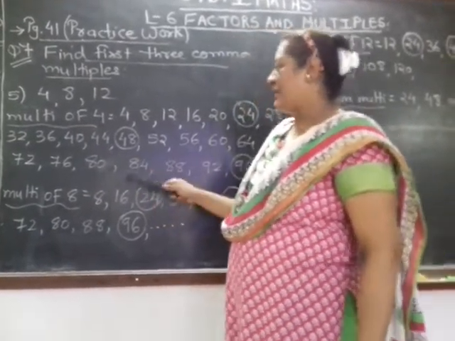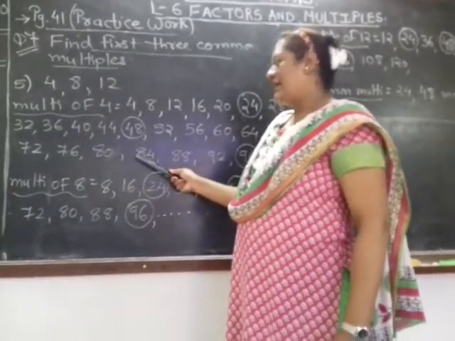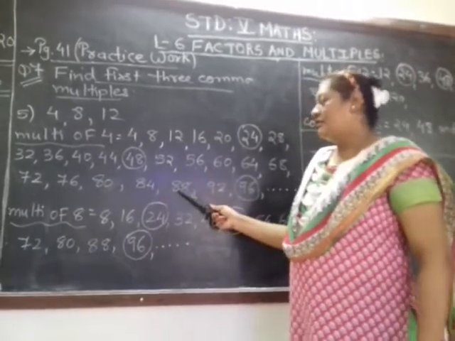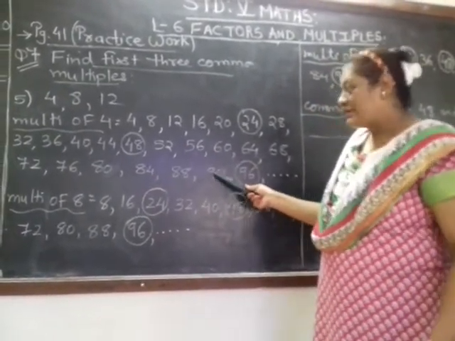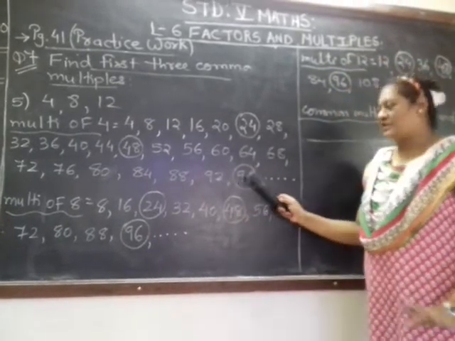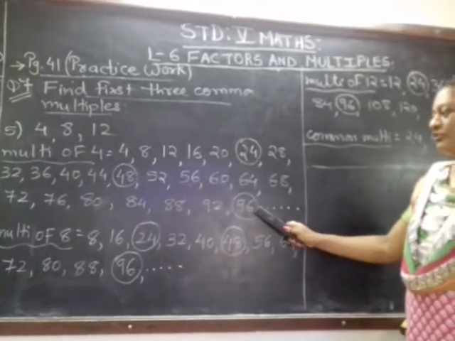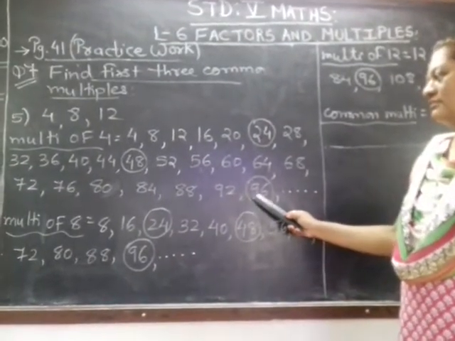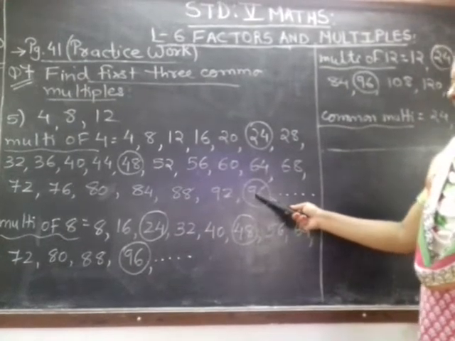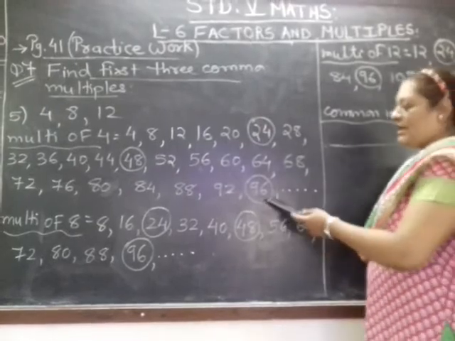See, then also I am not getting the third multiple here. So 21 4s are 84, 22 4s are 88, 23 4s are 92 and 24 4s are 96. So to get my third multiple, I have to reach till 24 4s are 96. You can find it out here. I little bit stopped because of confusion, but it's okay.